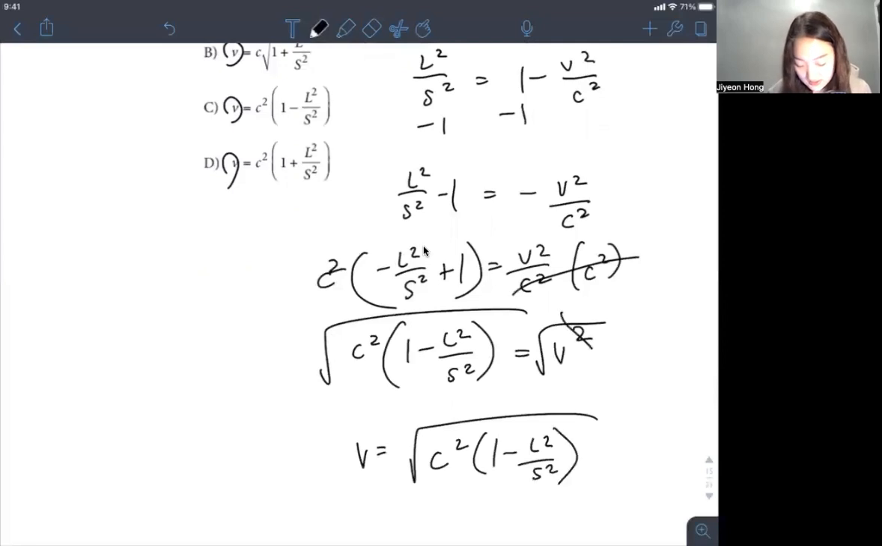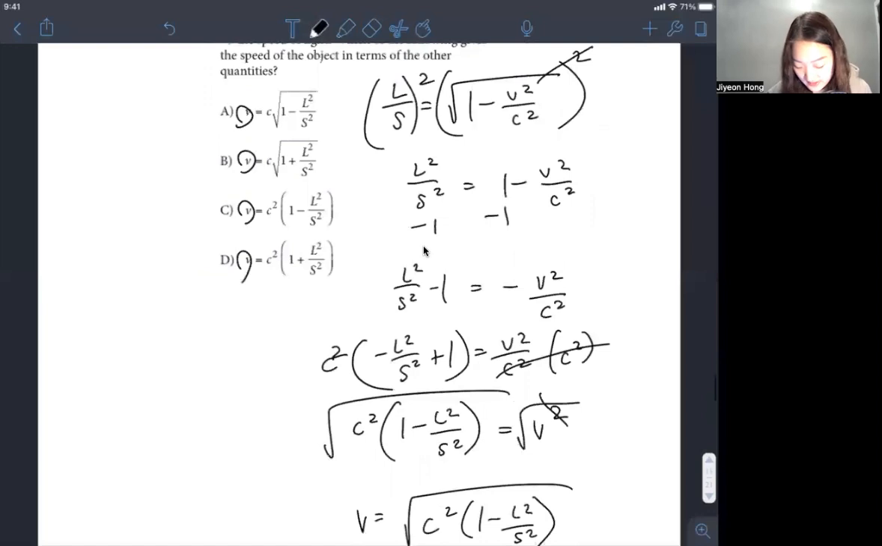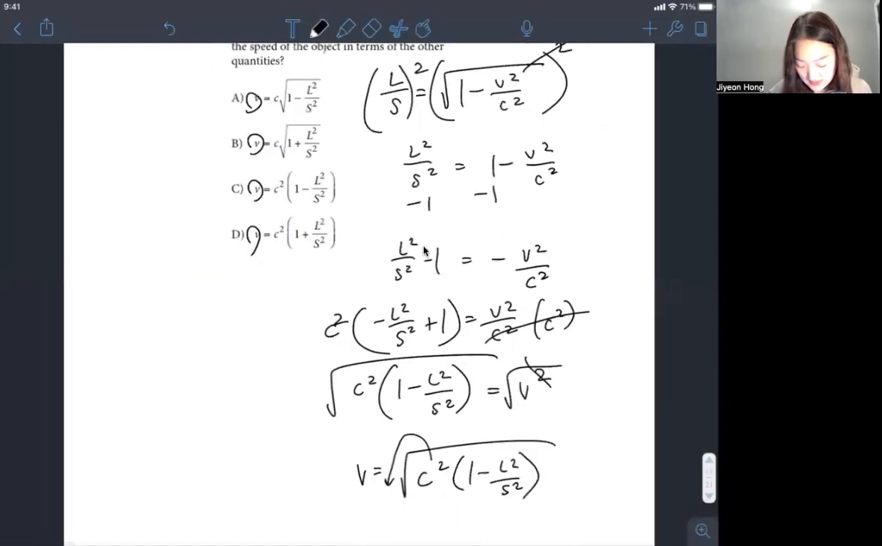And when I take a look at the answer choices, the answer would be A, except one thing is that the C squared actually was taken out as C outside of the square root. So A is the answer here.